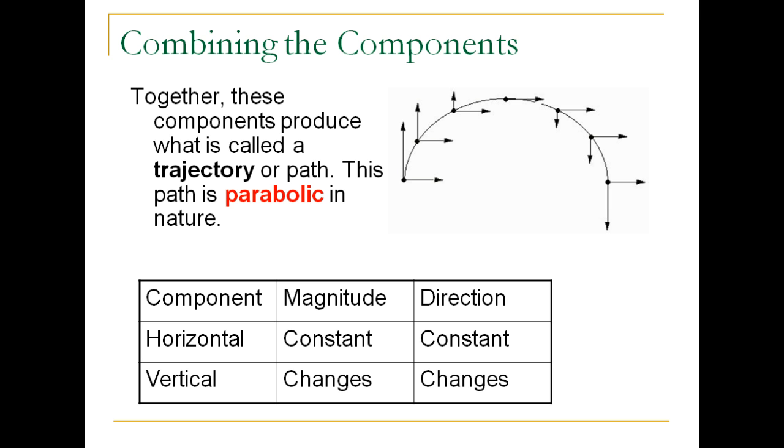So it's always changing, as you can see by the arrow getting shorter. The arrow getting shorter means the magnitude is decreasing till it gets to the top where it's 0, and then as it falls down it starts to increase again, and the direction changes once it reaches its peak. It goes from going upward to going downward.